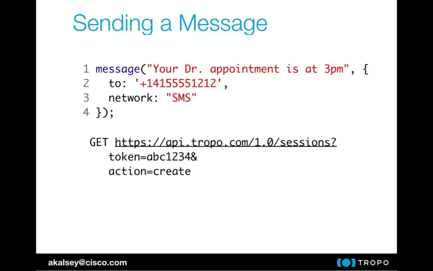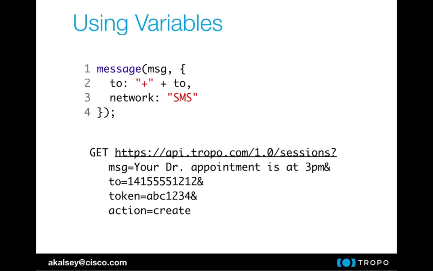So sending a text message like this isn't very exciting if I have to hard code the phone number and such into the message over and over again. Instead, Tropo allows you to use variables in your script. Any variable you use on the query string in the session API will turn into a global variable in your script. So on line 1, I say message, and instead of an actual text message to send, I'm using a variable called MSG, and then on line 2, instead of the phone number, I'm using a variable called 2.